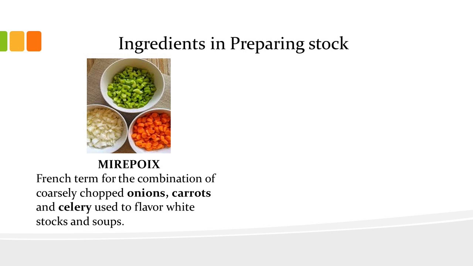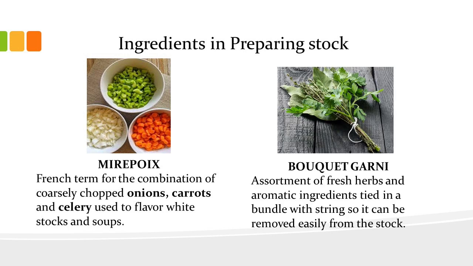Another ingredient is the bouquet garni. Bouquet garni is the assortment of fresh herbs and aromatic ingredients tied in a bundle with string so it can be removed easily from the stock. So, others may ask, what are those herbs that this bouquet garni is made of? It is composed of parsley stalk, bay leaf or dahon ng laurel, and thyme, tied in a bundle so that before consumption, it can be removed easily. Thyme is a relative of oregano.